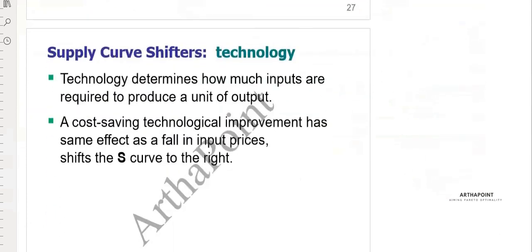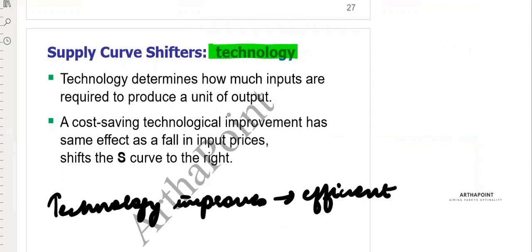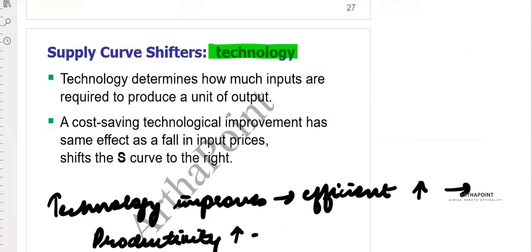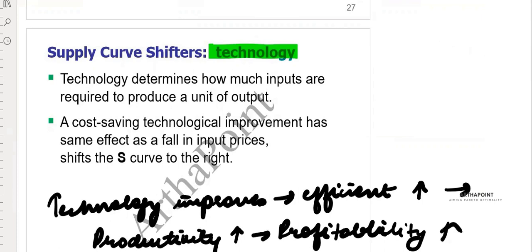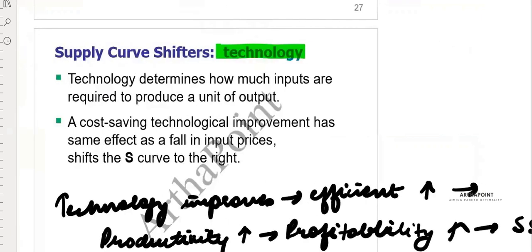Let's take one more example, technology. See, when technology improves, again, this implies that you are able to become more efficient. This implies that your productivity increases. This means that your profitability increases. Right? So this means that you will want to supply more. So the supply curve shifts rightward.